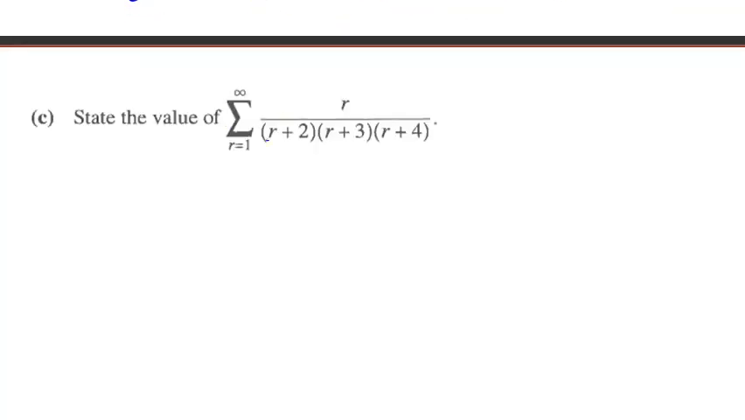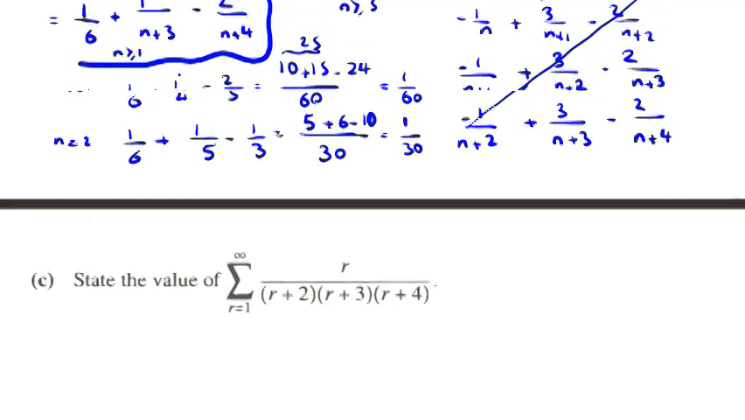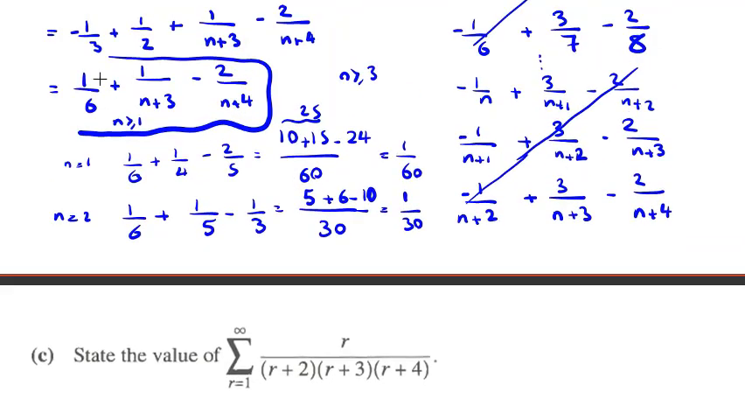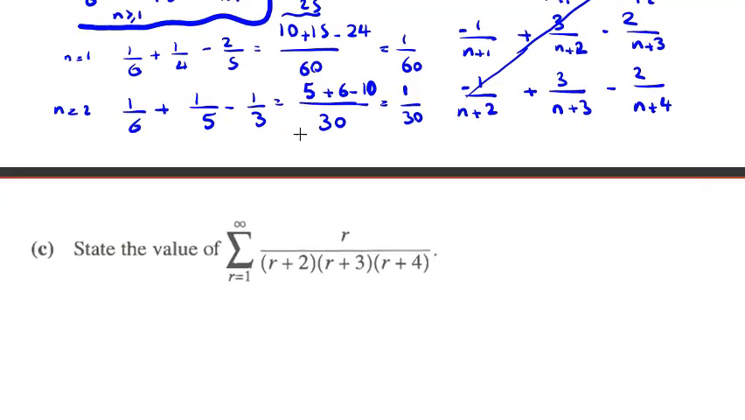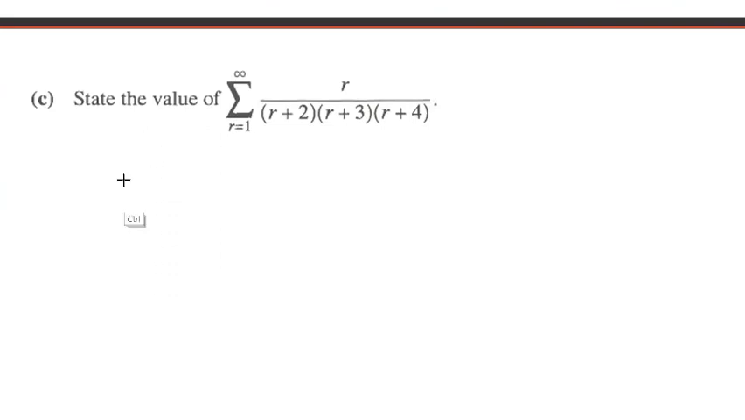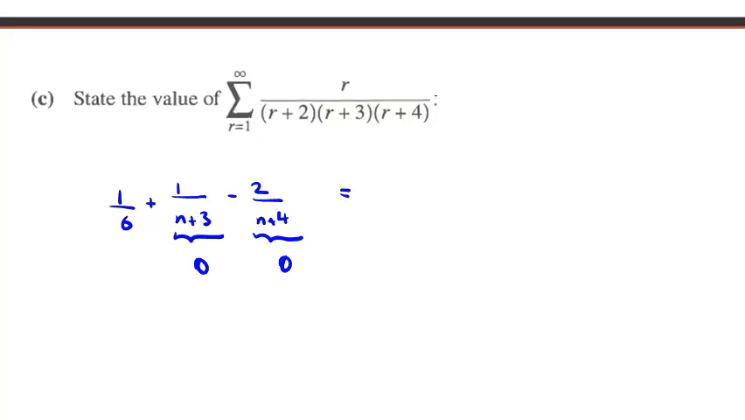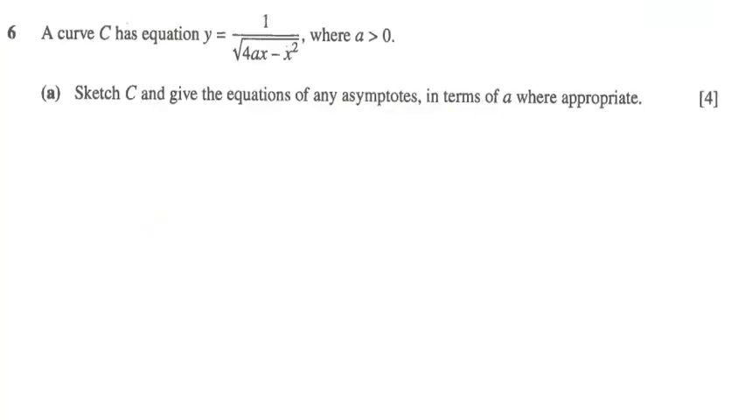Now here the problem says, suppose from r equals 1 to infinity. So the terms here we found was this. Control C. So if we consider this term, now if we consider n goes to infinity, then here it will be 0, here it will be 0, and 1 over 6 is left. So the answer of this part equals 1 over 6.